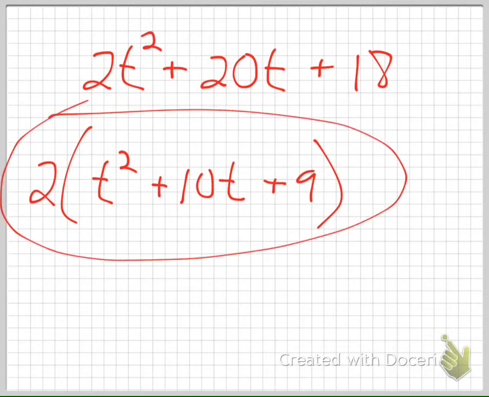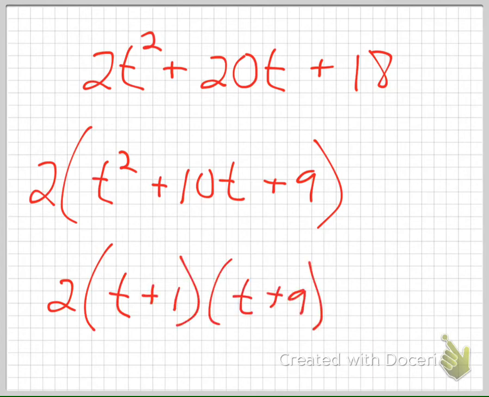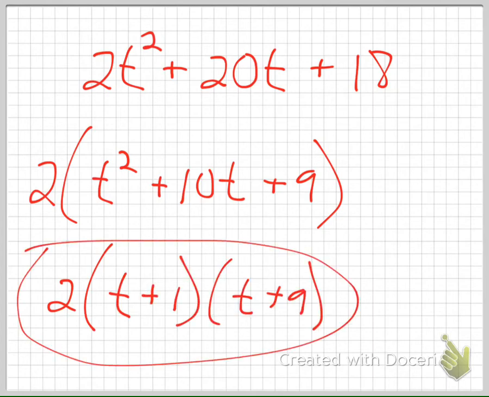Are we done? No, because we already know, can this be factored more? Yeah, so it would be 2 times t plus 1 times t plus 9. Now it's factored. Does that make sense? This is a couple of lessons from now, but that's how you do it. You pull out what you can, and then if you're left with a quadratic, you got to factor the quadratic. Make sense? Okay.